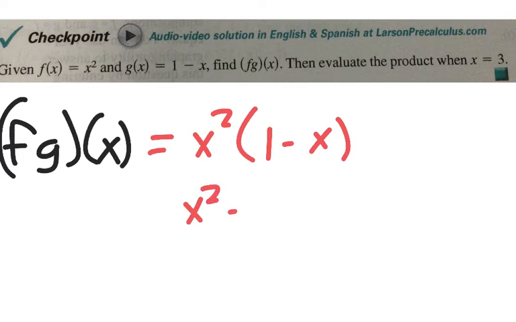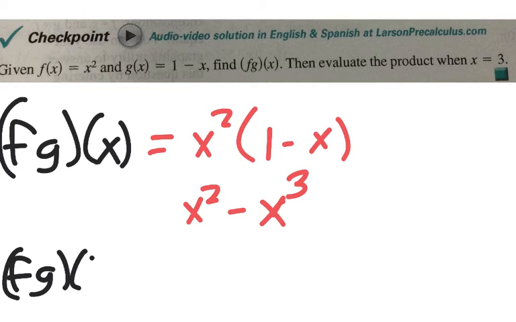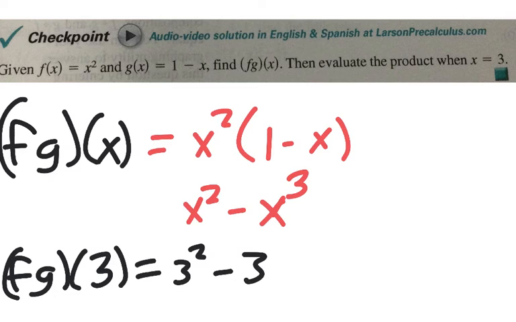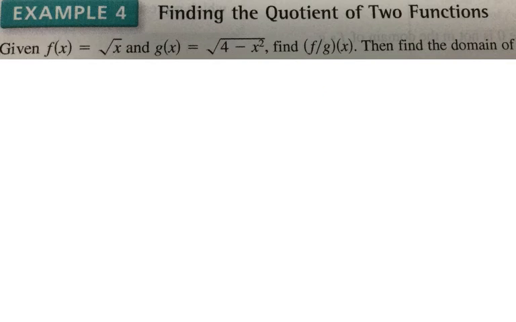You should get x squared minus x cubed. That's what I got. Why is that issues? Okay, so I get 3 squared minus 3 cubed, which is going to be, that's wrong, negative 18. 3 times 3 times 3.